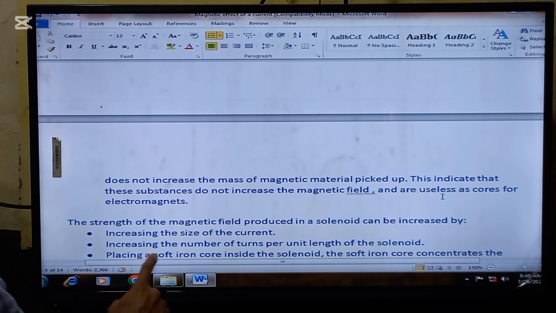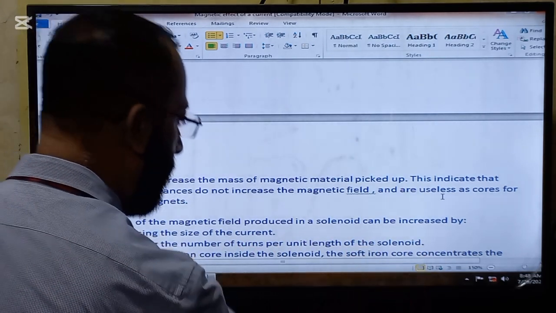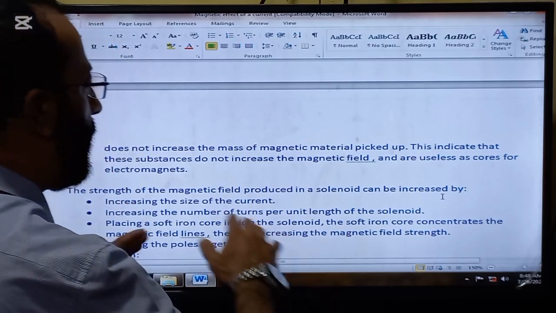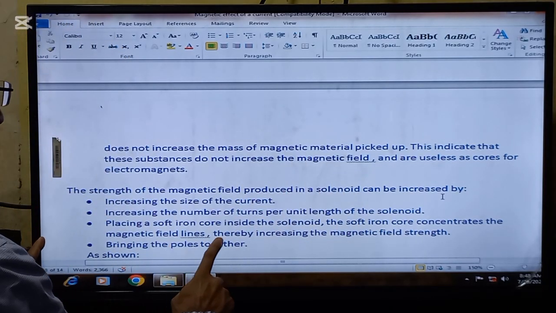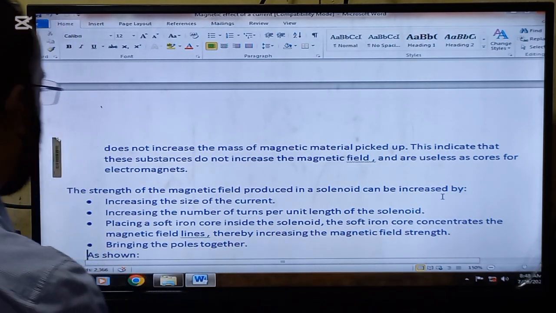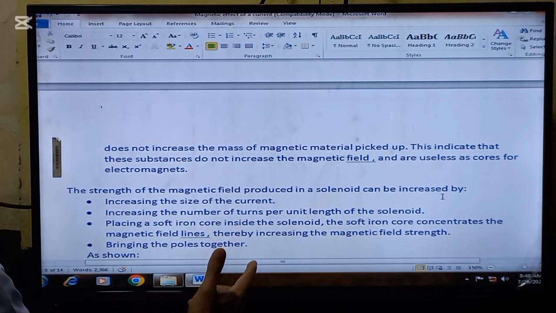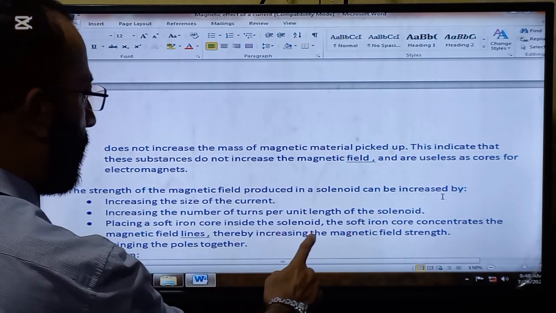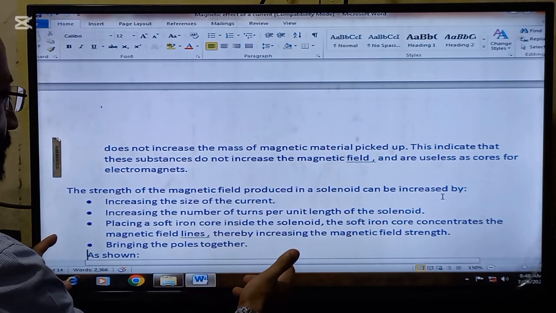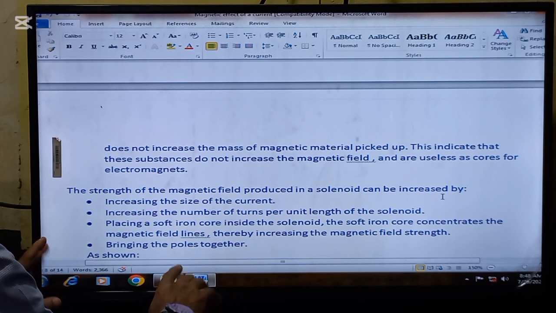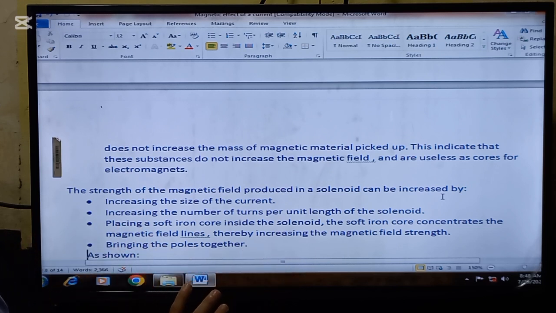The strength of the magnetic field produced in a solenoid can be increased by, number one, increasing the size of the current. The more the current, the more the strength of the magnetic field. The less the current, the less the strength. Number two, increasing the number of turns per unit length of the solenoid. If you increase the number of turns, the strength of the magnetic field increases. If you make fewer turns, the strength is less.